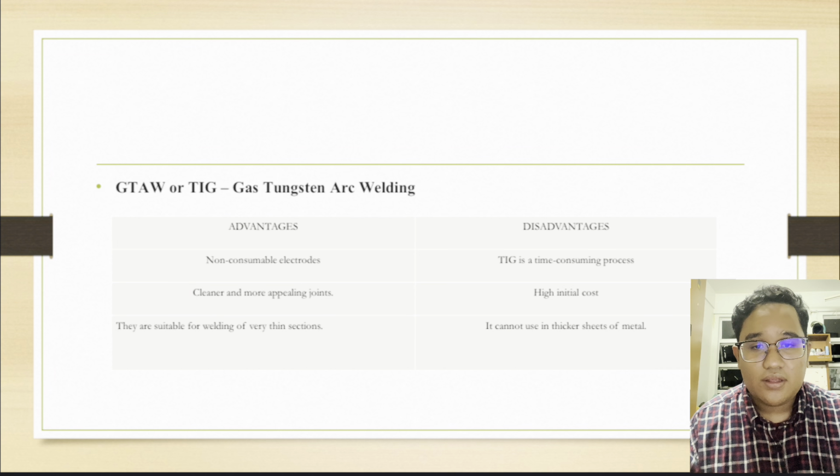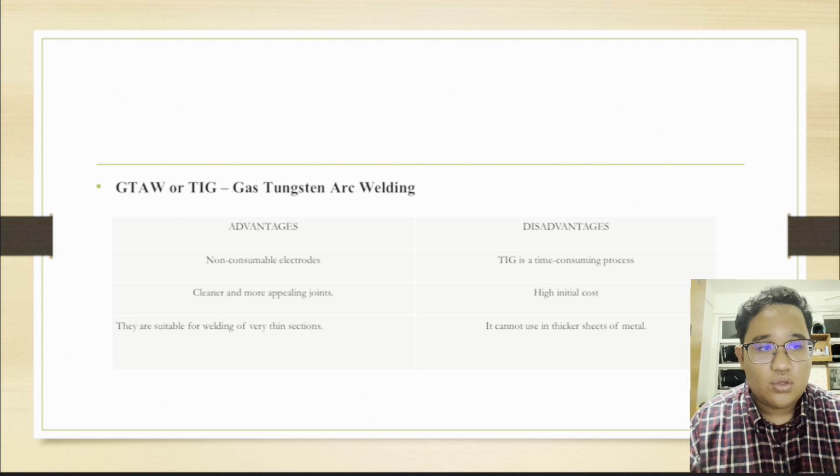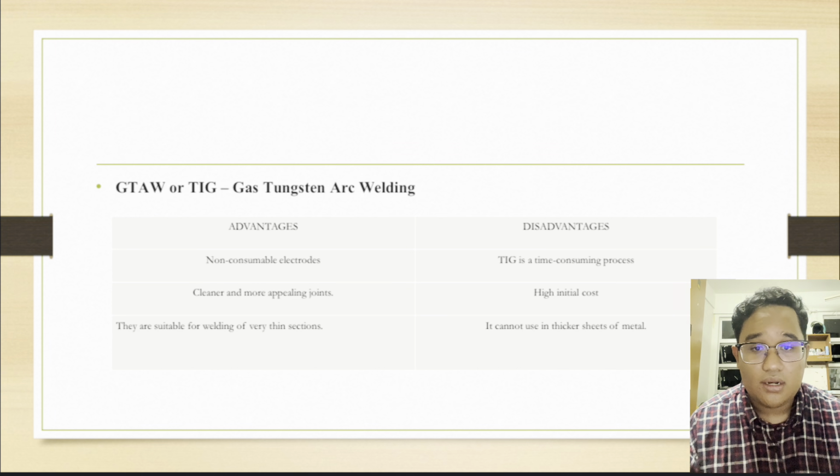Next, advantages and disadvantages for GTAW or TIG, gas tungsten arc welding. Advantages are a non-consumable electrode, and cleaner and more appealing joints. They are suitable for welding of very thin sections. Disadvantage: TIG is a time-consuming process, has a high initial cost, and cannot be used on thicker sheets of metal.